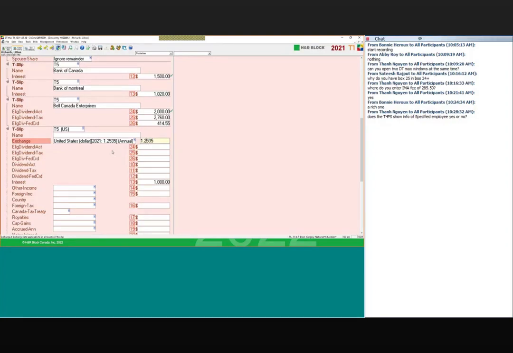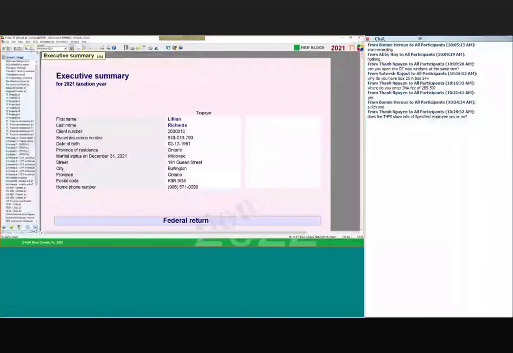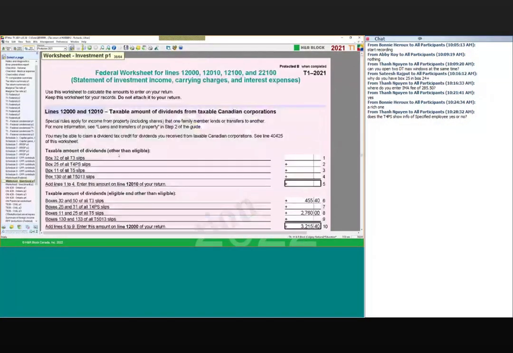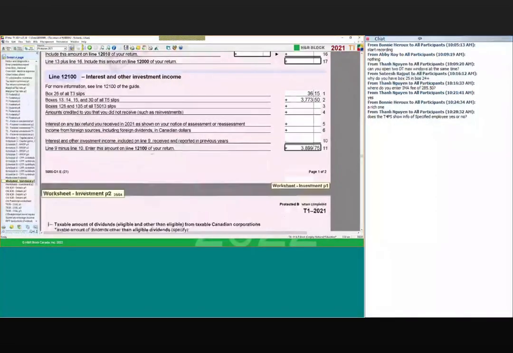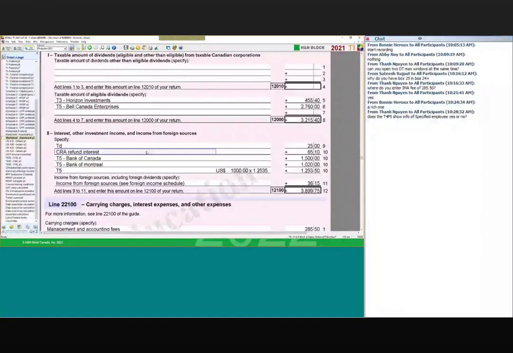And so then we're going to go to the worksheet. The worksheet actually has the investment income here. And this is great because over here it shows us on the T5 we have U.S. income of 1,000. It shows us the exchange, and it shows us the Canadian equivalent. So that makes sense.